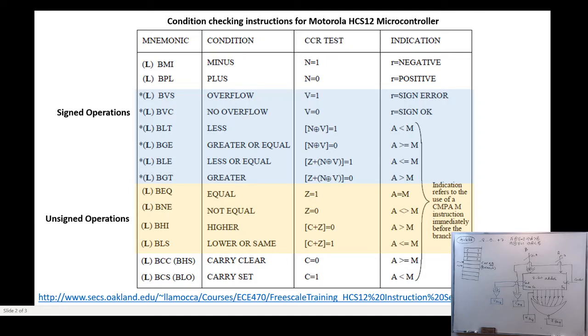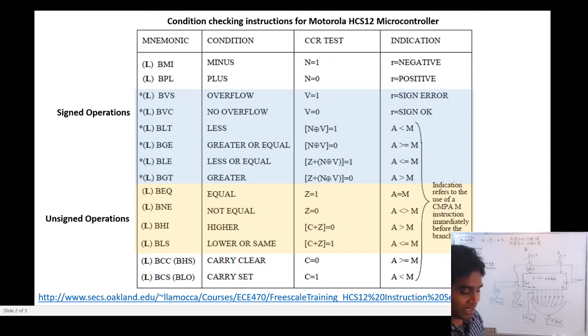For example, here, I do the compare A and B operation instruction, and let's not worry about that. So as you can see here, if I'm using this instruction BLT, for example, which basically indicates branch if less than.